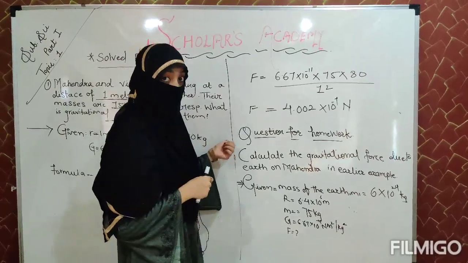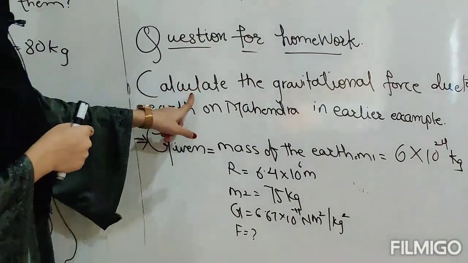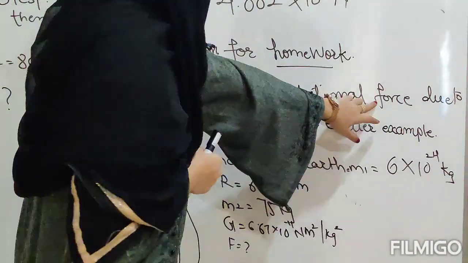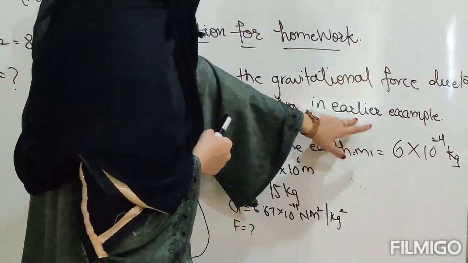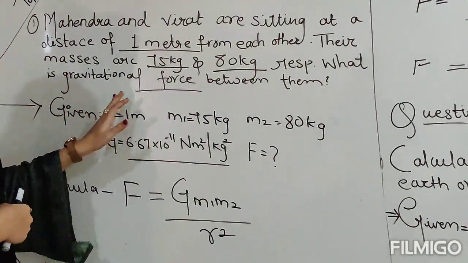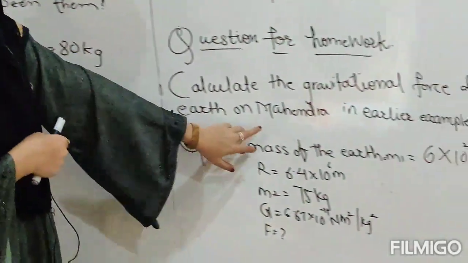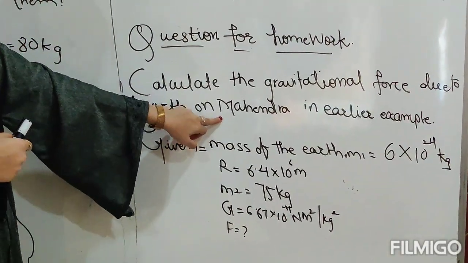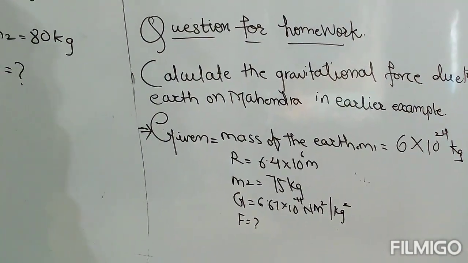I have given a question for your homework. The question says: calculate the gravitational force due to Earth on Mahendra in the earlier example. Okay, this question is related to the earlier question. Here we have been provided with Mahendra's mass, and in this question we are going to find out the gravitational force between Mahendra and Earth.